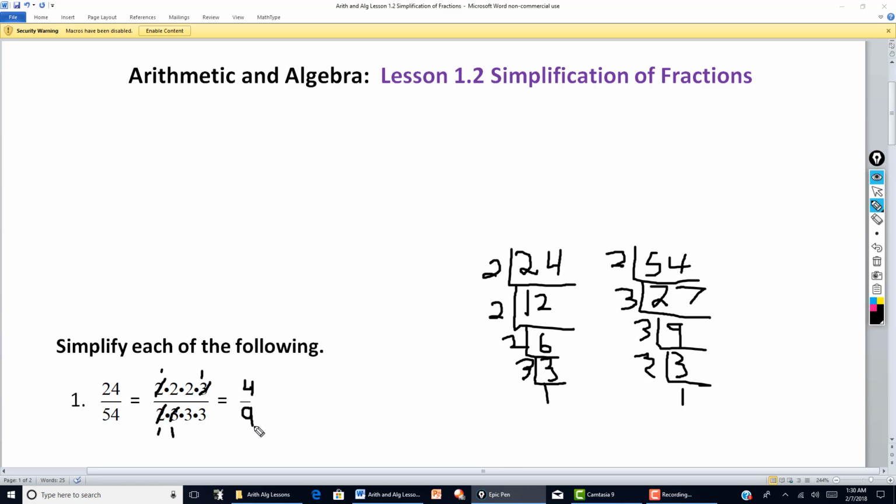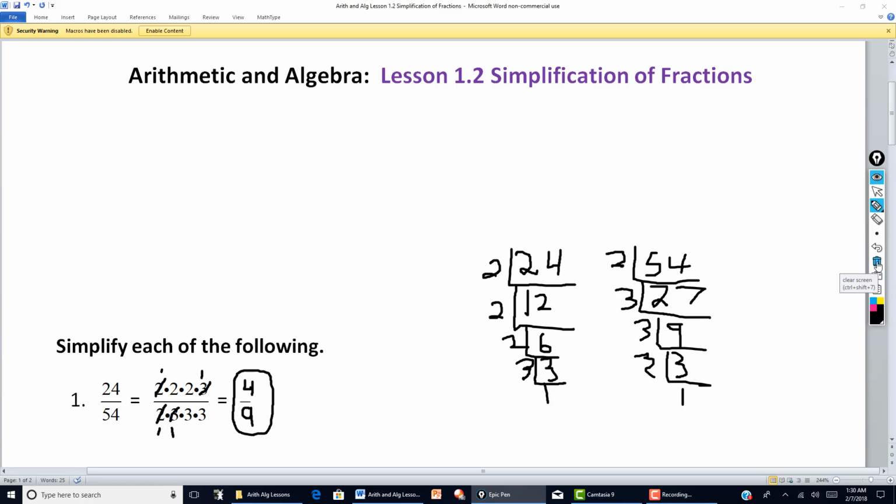And this is your answer then. This is the reduced form of a fraction, or the simplified form. A fraction is simplified if and only if the numerator and denominator only have one common factor, and that common factor has to be 1. If they have something other than 1 as a common factor or a divisor, then it's not in lowest terms. So that gives me the solution.